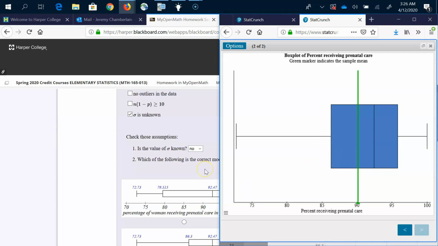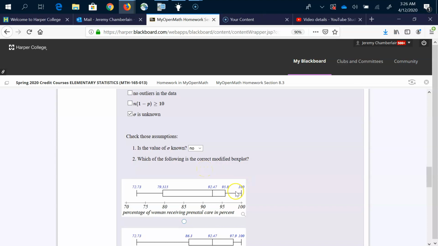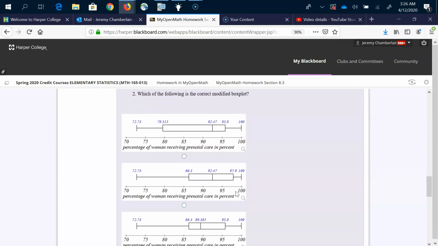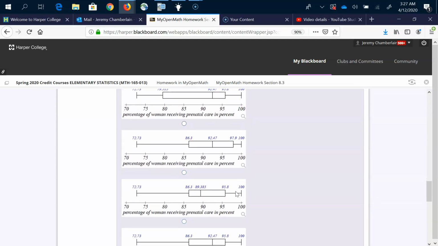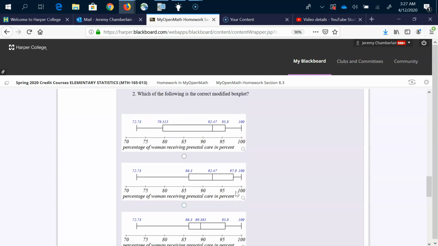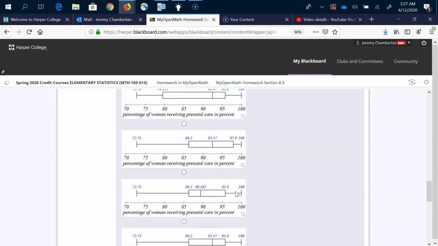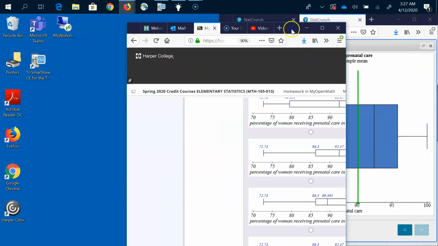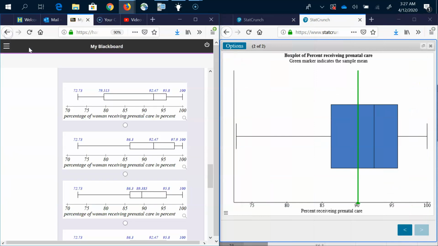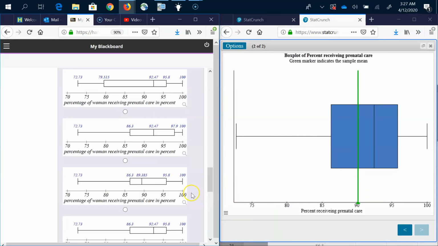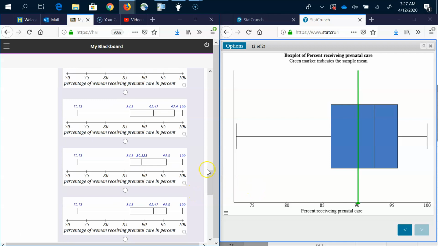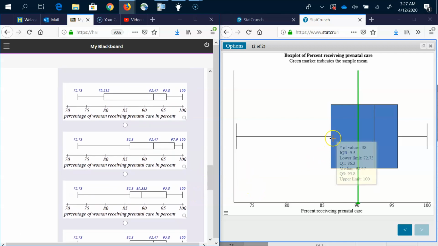So if I go over here, this last graph, second to last graph, I'm going to line these up here. All right, so I've got these values here. I'm going to hover over this again.